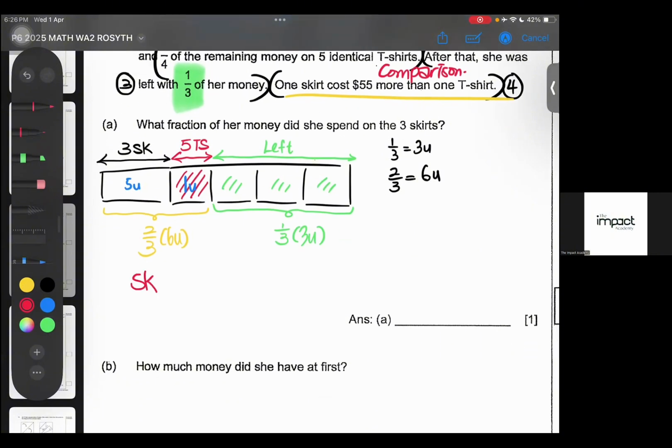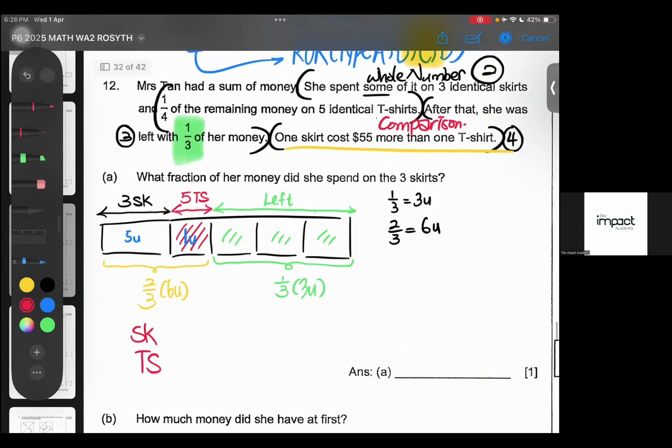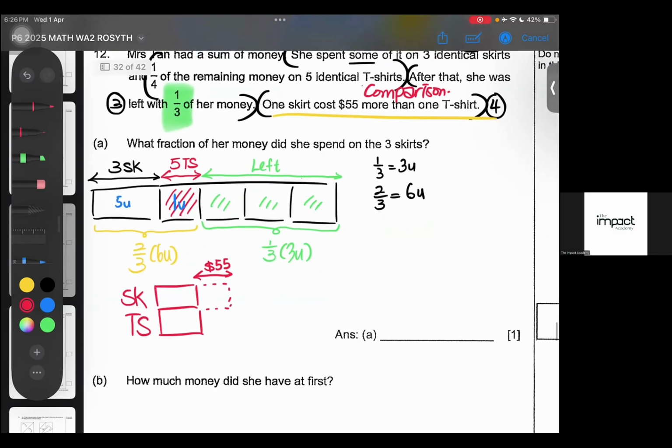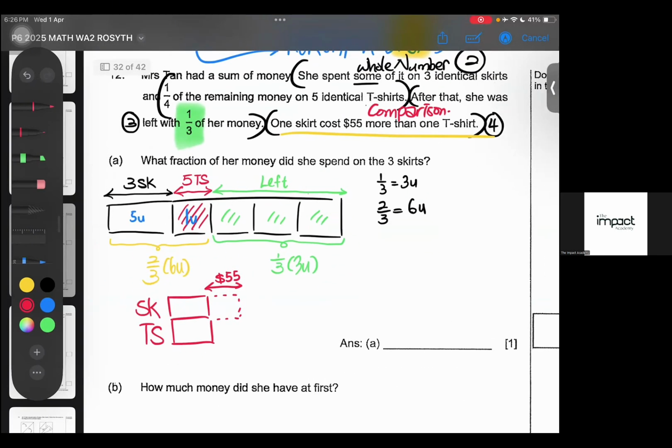So you want to draw skirt and t-shirt. One skirt is how much? Skirt is 1 t-shirt plus $55. 1 U plus $55. True. Yes. How many t-shirts do I have? And how many skirts do I have? 3 skirts and 5 t-shirts. You have how many? 3 skirts, 5 t-shirts.